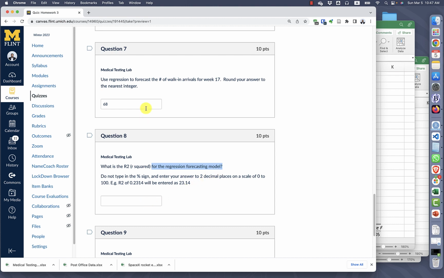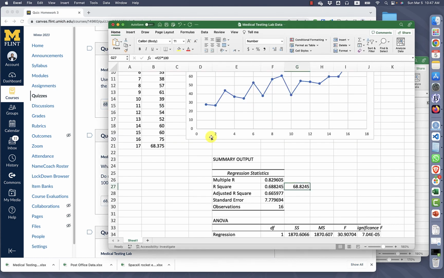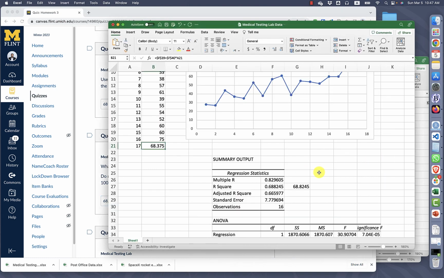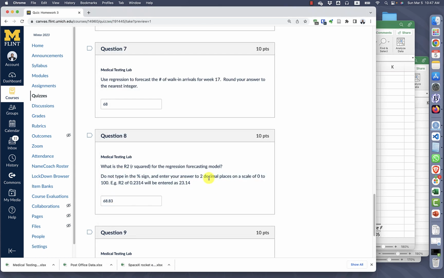Okay, so that's our R squared. R squared goes here, 68.82. Okay, and here our arrivals were also 68. So wow, a nice surprise that this answer is very close to this answer. About 68.3 here, which is rounded to 68. It is 68.83 or 68.82. Okay, and we do not enter the percentage sign.